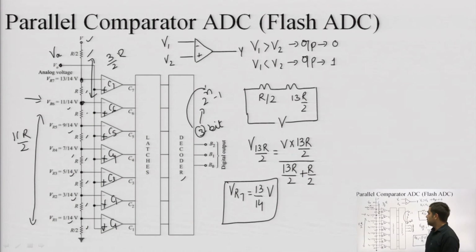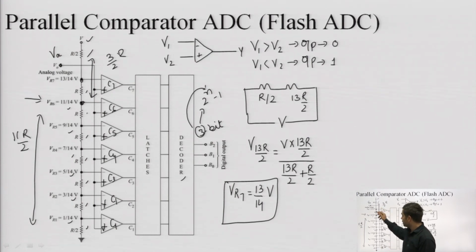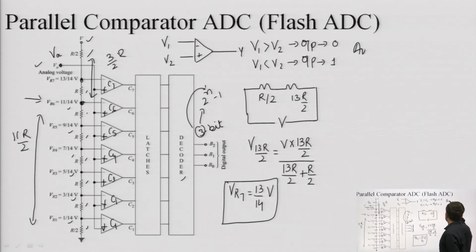On the negative terminals of the comparators we have the different reference values, and on the positive terminals we have a fixed value, the applied analog voltage. If that analog input is greater than the VR voltage, then the output will be high.